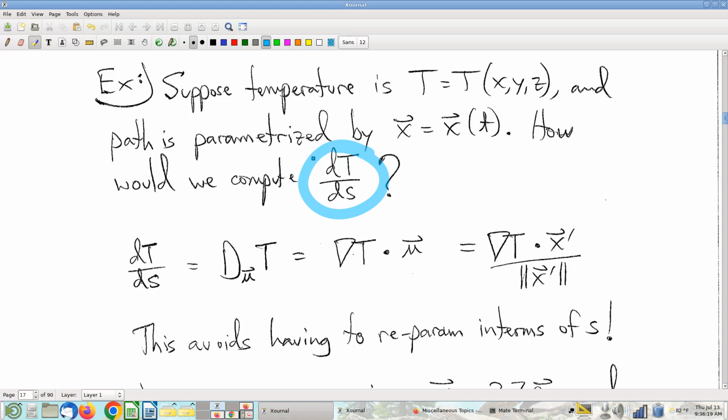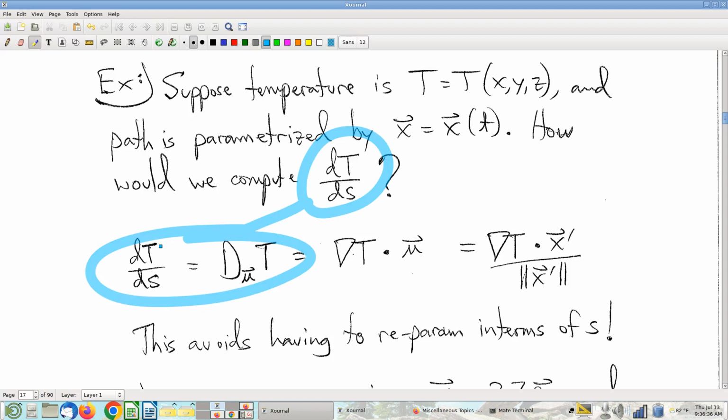Now, if it had asked how fast is the temperature changing per unit time, then we'd have a chain rule problem. But that's not what the question's asked. Very clearly, it's asking rate of change with respect to distance. Okay, so no problem. That is one of our immediate interpretations of a directional derivative.